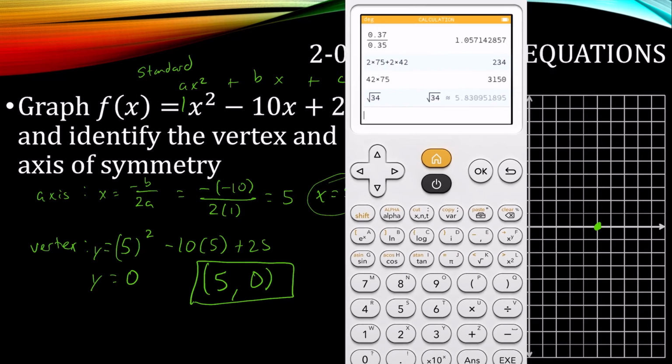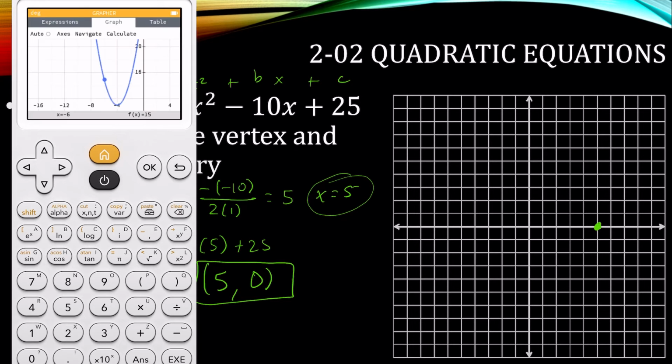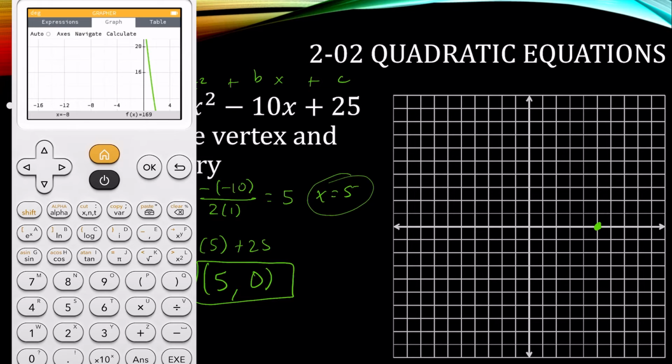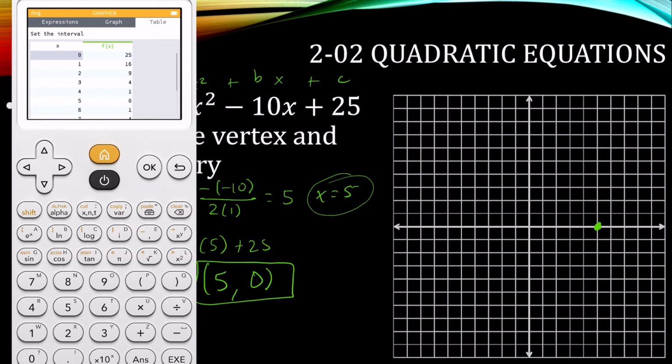Let's grab the calculator. Go to Grapher and clear what's there. And it was x squared minus 10x plus 25. You see the graph. It did not zoom well. Anyway, go to the table. On the table, I'm going to set my interval. I guess this actually works. I have 0, 25, 1, 16, 2, 9. So (2, 9) is my first point that actually fits on my graph.